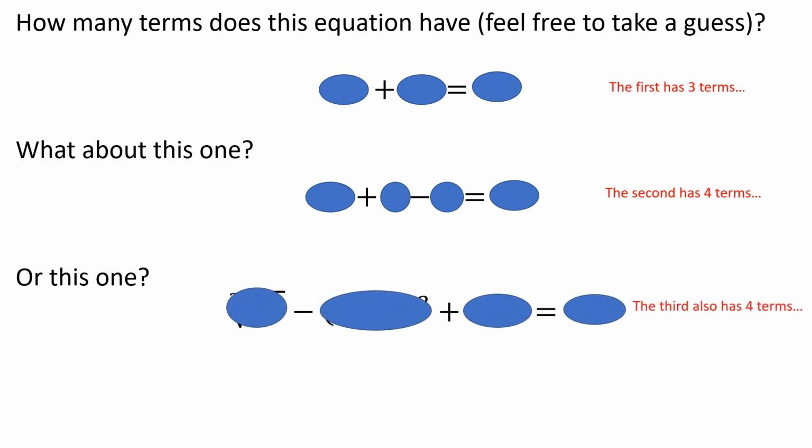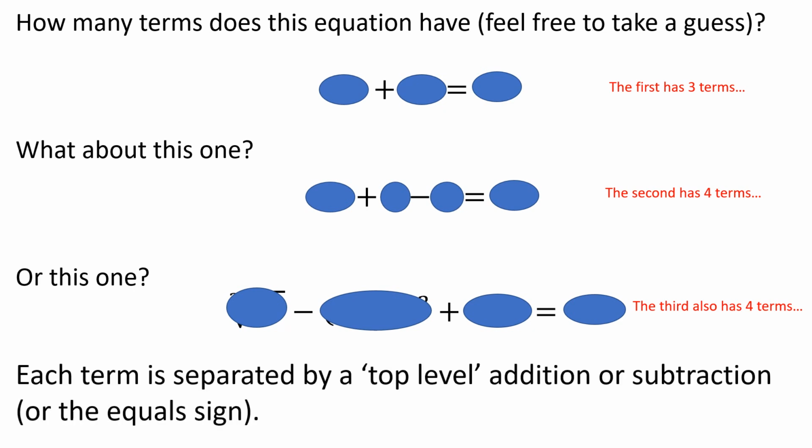And if this seems strange to you, then just have a look at what's left and why do you think we are dividing our terms that way? We are dividing our terms that way because each term is separated by a top level addition or subtraction, or the equal sign. What do I mean by top level?